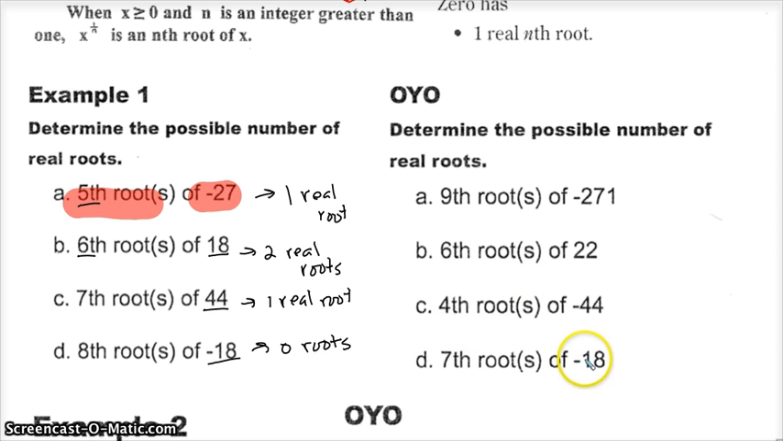Now, on your own, use the table labeled Number of Real Roots theorem and try to find the possible number of roots for A through D, and then check your answer. You should have found that there is 1 real root for part A, 2 for part B, 0 for part C, and part D has 1 real root. Alright, moving on.